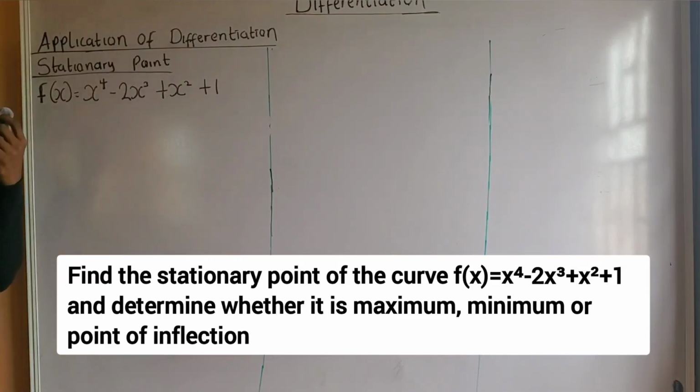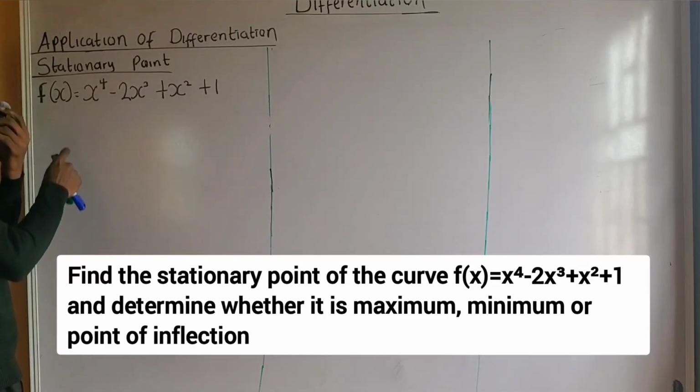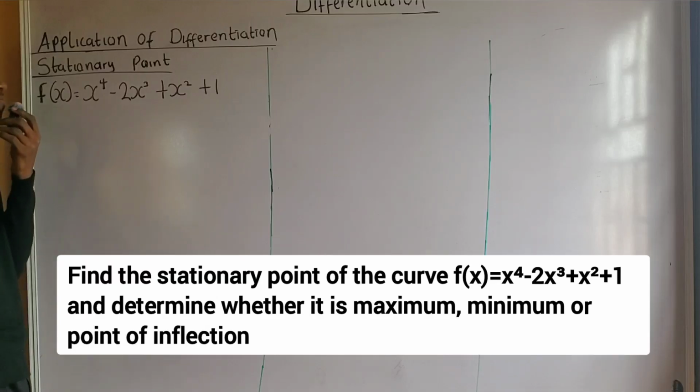We are asked to find the stationary point of the function f of x equals x to the power of 4 minus x raised to the power of 3 plus x squared plus 1. And we should distinguish between the stationary points as to whether each is a maximum, minimum, or point of inflection.